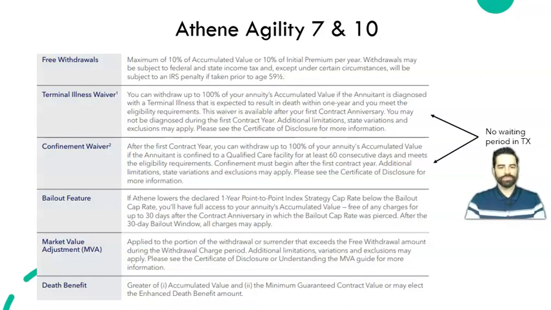The market value adjustment is just applied to the proportion of the withdrawal or surrender that exceeds the free withdrawal amount during the withdrawal charge period, and then the death benefit is either the greater of the accumulated value and the minimum guaranteed contract value, or you may elect the enhanced death benefit amount, which we will talk about here in a second.